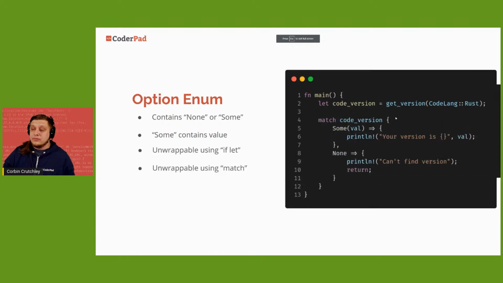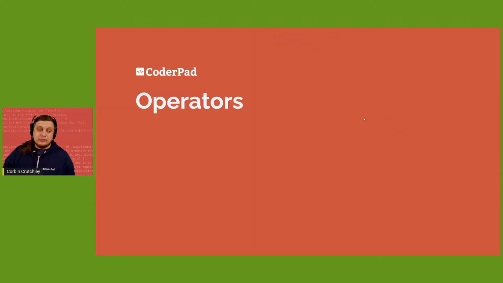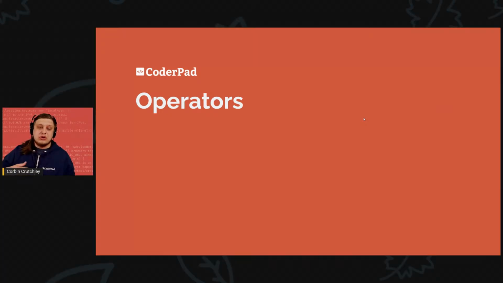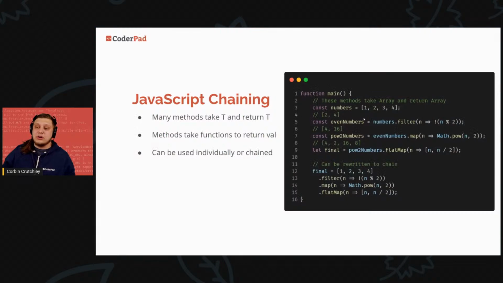And one of the things that makes the API so powerful is operators, right? Before we talk about Rust operators, which will tie in with the options API, let's take a look at JavaScript, and at what JavaScript has to offer for operators. So here we can see JavaScript chaining. For example, if you use numbers 1, 2, 3, 4 in an array, you can use filter, you can use map, you can use flat map, right?